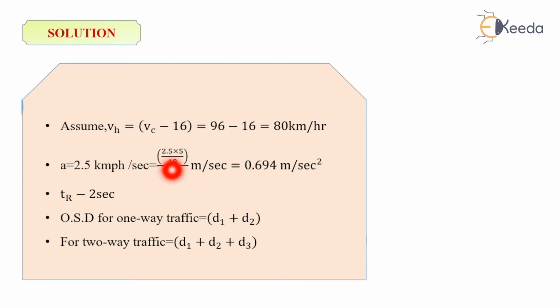And we have to calculate the acceleration, that is 2.5 into 5 by 18. We will convert it into meter per second, and we will get 0.694 meter per second square. The normal acceleration is 0.34, but in this overtaking sight distance it is 0.7 approx. The TR, this is the perception time, it is 2 seconds. OSD for one way, that is no vehicle is coming from the opposite direction, is D1 plus D2. And for two-way direction, it is D1 plus D2 plus D3.